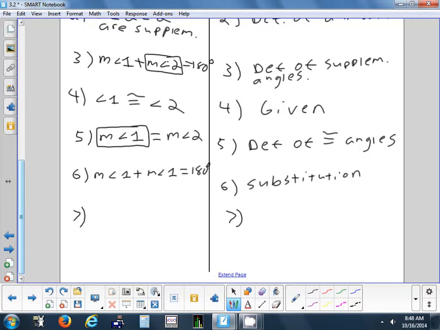Okay? What I'm going to do in this step is just going to be called simplify. Measure of angle 1 plus measure of angle 1. How many angle 1s do I have? 2 of them. It's like if you had x plus x, that's 2x. The measure of angle 1 plus measure of angle 1, that's 2 times the measure of angle 1. You could call it the distributive property, or I'm just going to say you simplified. Now the next step, I'm going to write measure of angle 1 equals 90.